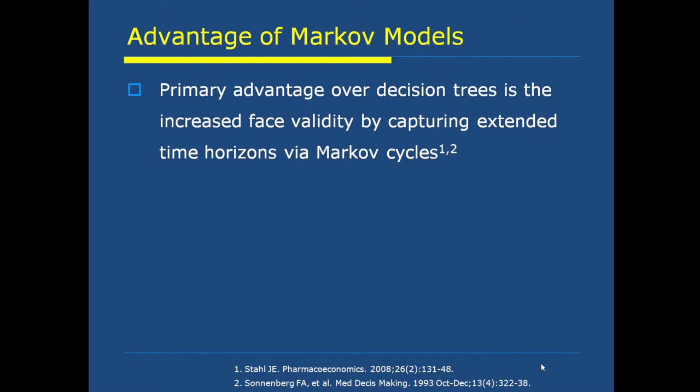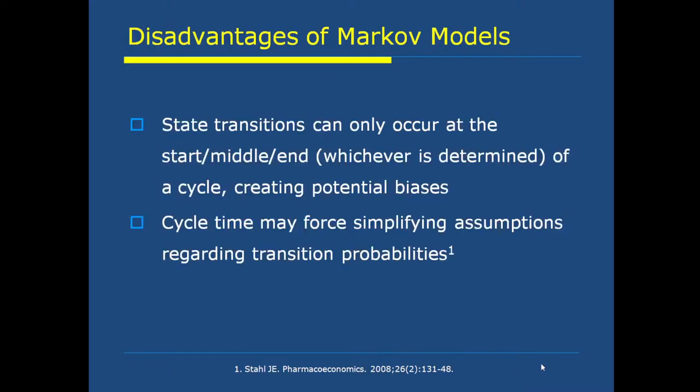The primary advantage over decision trees is the increased face validity by capturing expected time horizons via Markov cycles. Disadvantages of Markov models: state transitions can only occur at the start, middle, or end of a cycle, whichever is determined, creating potential biases. Cycle time may force simplifying assumptions regarding transition probabilities.